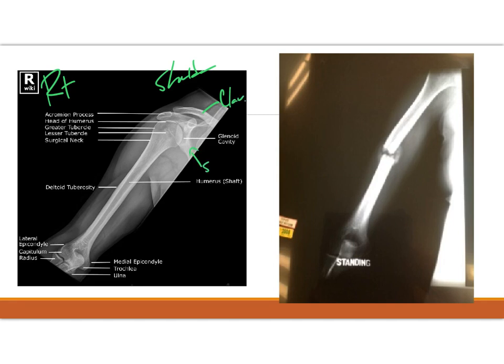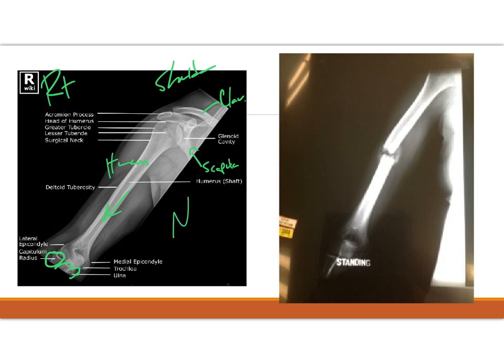Got the scapula. Got a lot more detail in these labels than you need to know. Here's the humerus, as they have it labeled. And the humerus comes down and articulates down here with the ulna. You can just barely see the start of it, and the radius right there.